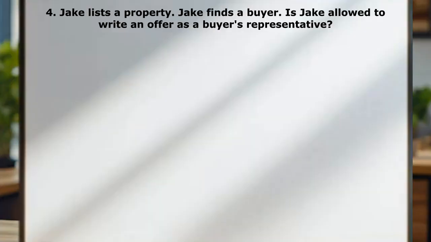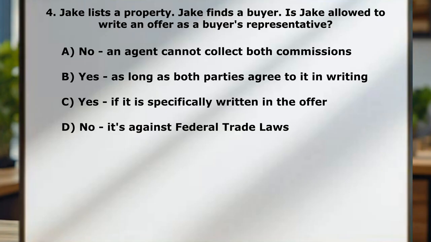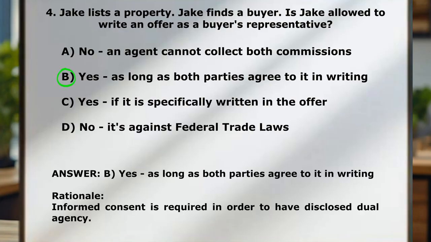Question number four: Jake lists a property. Jake finds a buyer. Is Jake allowed to write an offer as a buyer's representative? A, no, an agent cannot collect both commissions. B, yes, as long as both parties agree to it in writing. C, yes, if it is specifically written in the offer. D, no, it's against federal trade laws. Correct answer here is B, yes, as long as both parties agree to it in writing. Now, this one is specific to California because in California, dual agency is allowed. In some states, it is not allowed. So make sure you know the specific laws of your state.